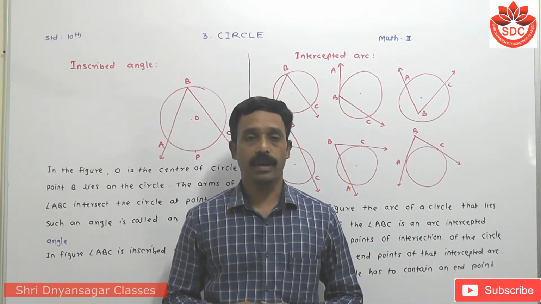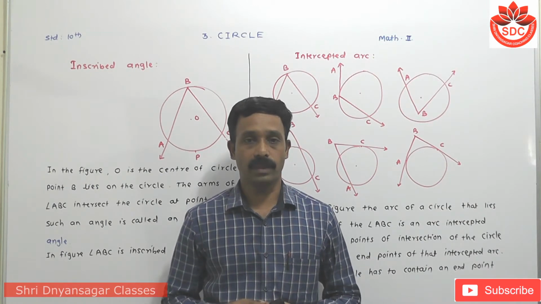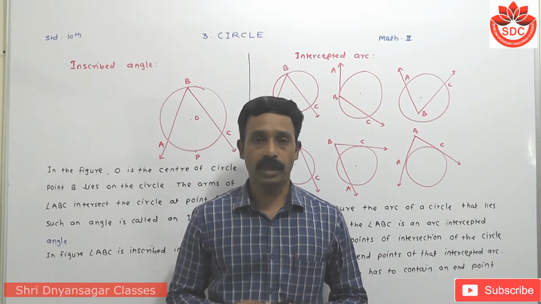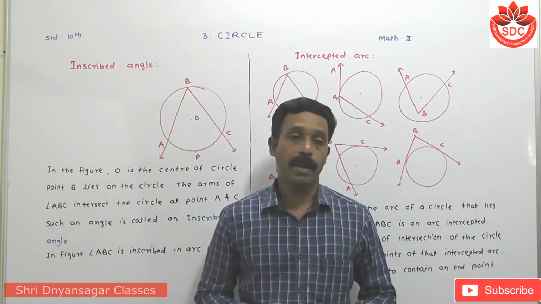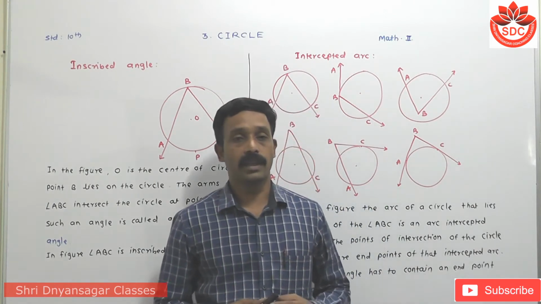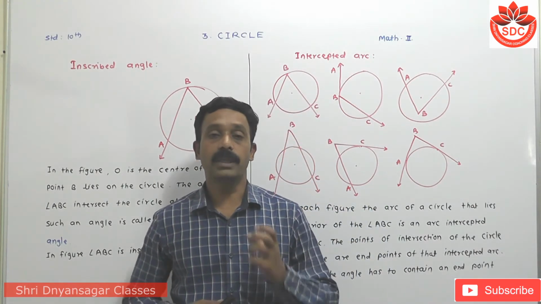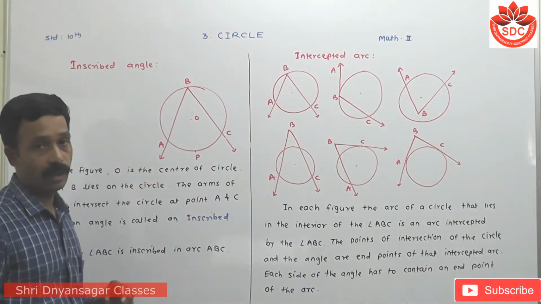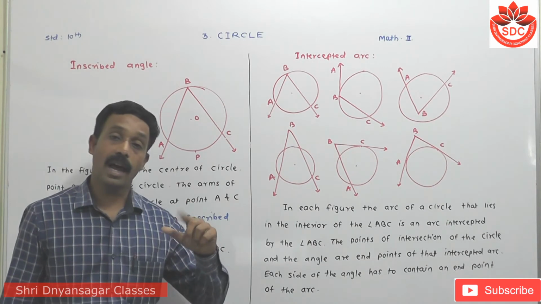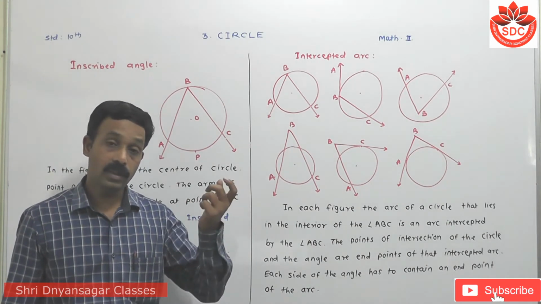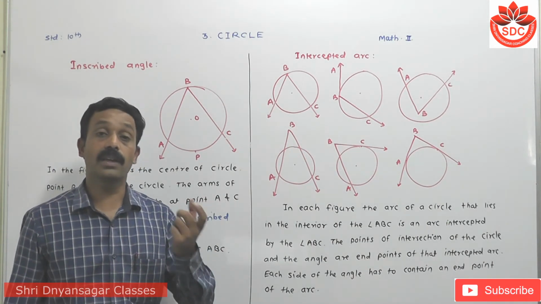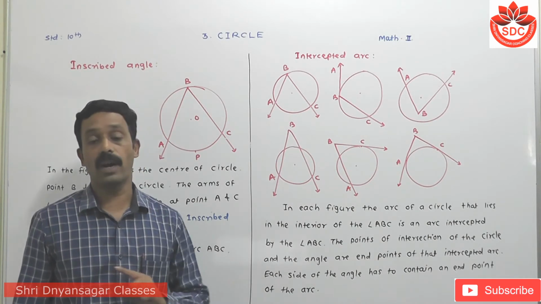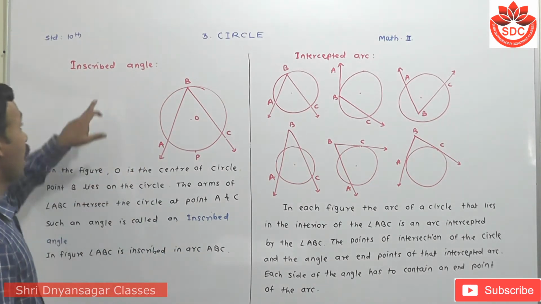Very important theorem and a very important topic also. Now the first topic is inscribed angle and the second one is the intersected arc. What is meant by inscribed angle? Look carefully. The definition of inscribed angle: student, if the vertex of the angle lies on the circle and the two arms intersect the circle in 2 points, then the angle is called the inscribed angle.